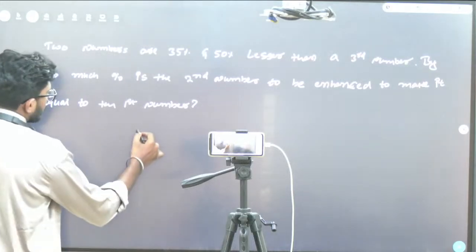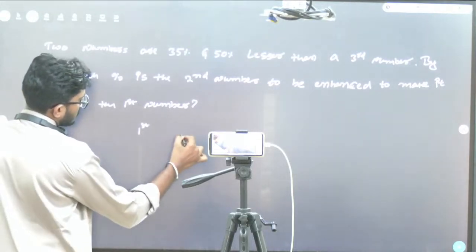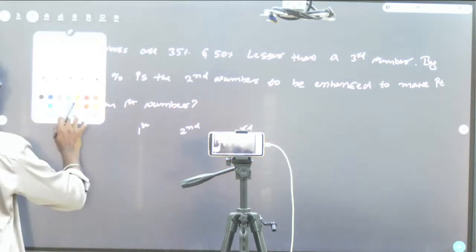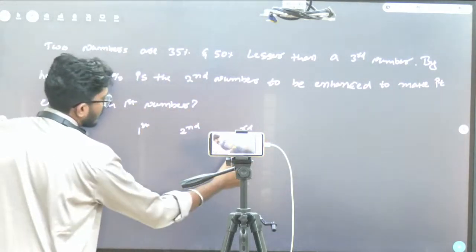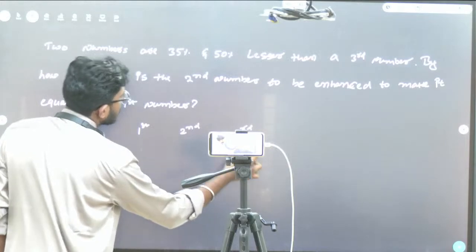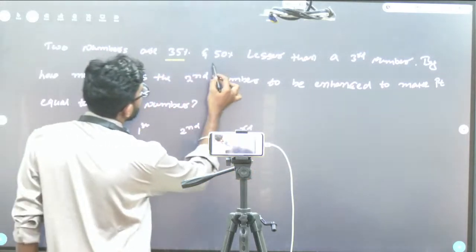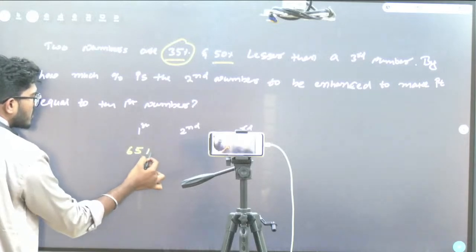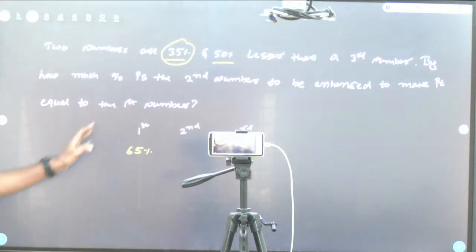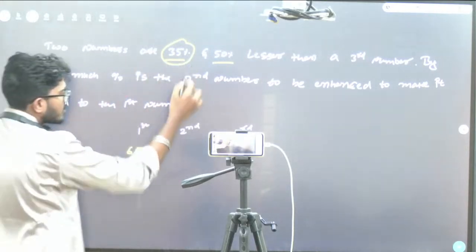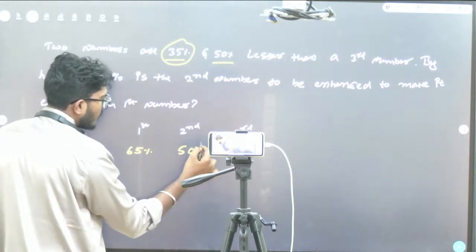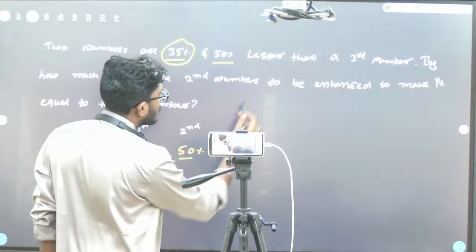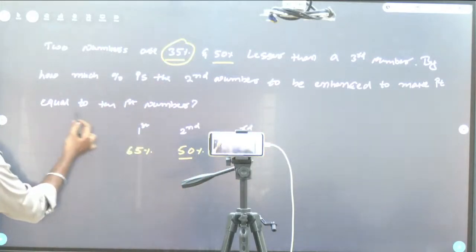See, let's consider three numbers: first, second, third. Now the third number is 100%. The first two numbers are 35% and 50% lesser than the third number. So the first number will be how much? 65%, since 35% less means 100 minus 35. Next, the second will be 50%. What question do they ask? By how much percent should the second number be enhanced to make it equal to the first number?